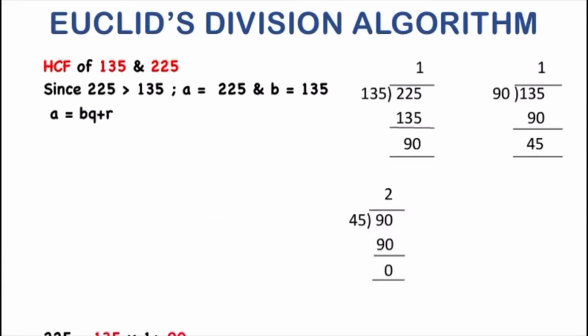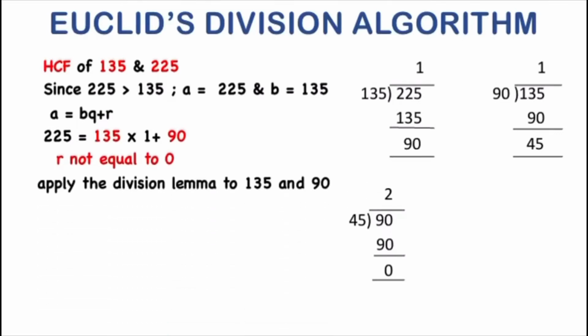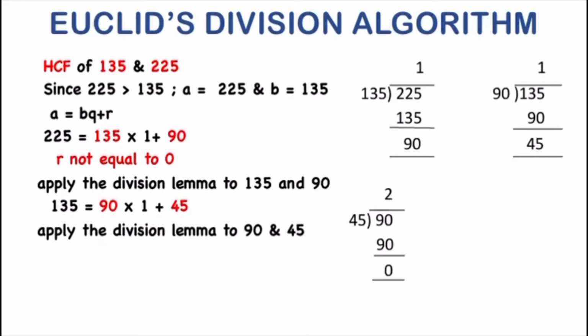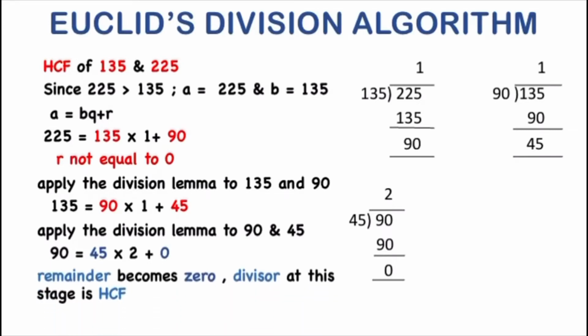numbers. Here 225 is equal to 135 into 1 plus 90, R not equal to 0. Therefore, we apply division lemma to 135 and 90. 135 is equal to 90 into 1 plus 45. Here again R not equal to 0. Applying division lemma to 90 and 45, we have 90 is equal to 45 into 2 plus 0. Here remainder is equal to 0. At this stage, the HCF of the two numbers is the divisor. HCF of 225 and 135 in this case is 45.